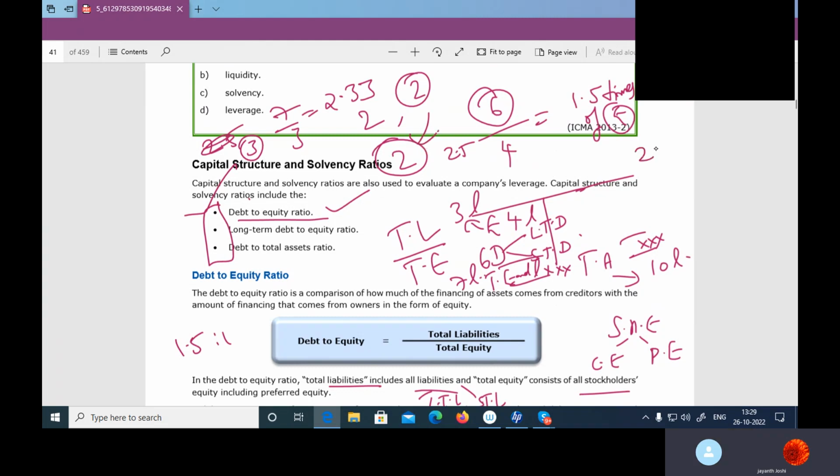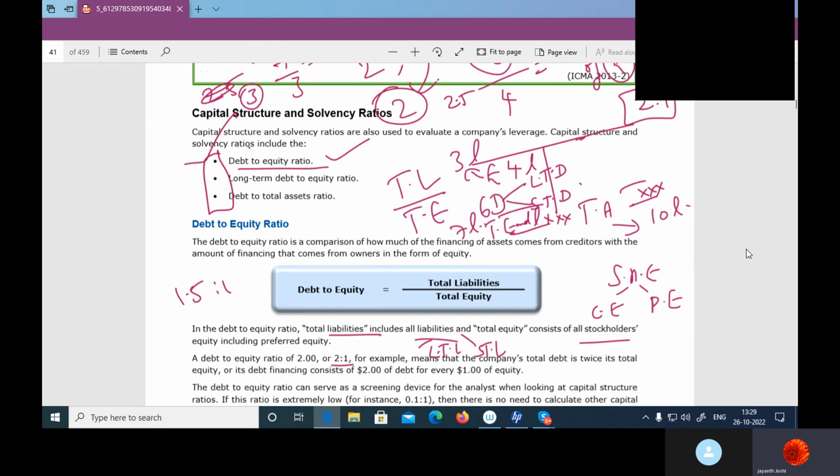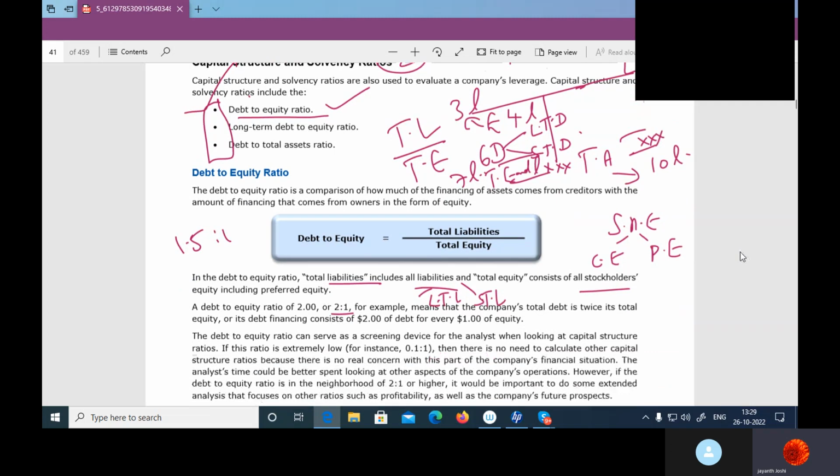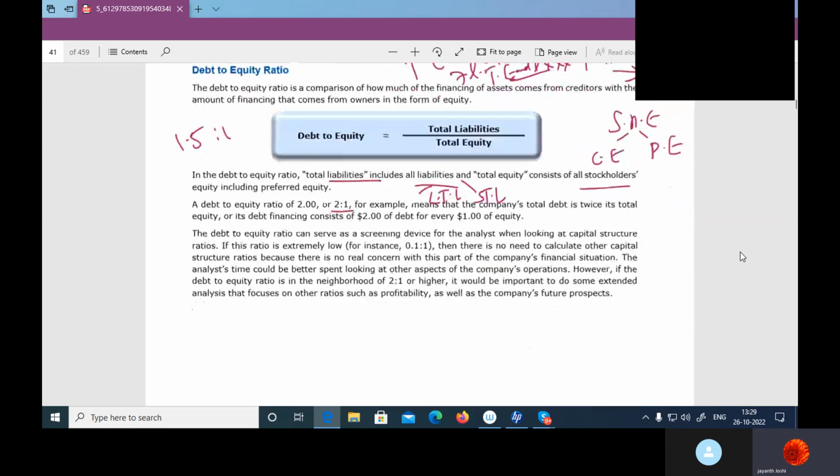A ratio of 2 is to 1 is a very ideal debt to equity or total liabilities to total equity ratio. That means your total liabilities compared to your equity can be 2 times but not more than that. It is very dangerous. Why? Debt is a cheaper source of finance, and very easily available, I agree. But debt is a very risky form of finance.